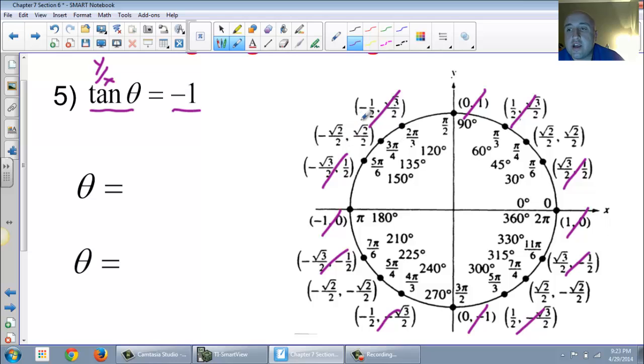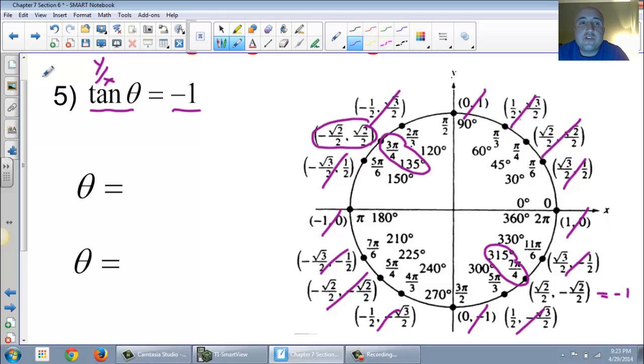Now let's look here. Root 2 over 2 divided by root 2 over 2, remember it's y over x, is positive 1. That's not going to work because we need a negative 1. Negative root 2 over 2 divided by positive root 2 over 2 is equal to negative 1. So here's one possible answer. Negative root 2 over 2 divided by negative root 2 over 2 is positive 1. That doesn't work. And here's our other one: positive root 2 over 2 divided by negative root 2 over 2 is negative 1, which is 3 pi over 4 or 135.